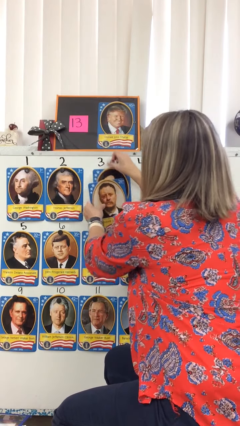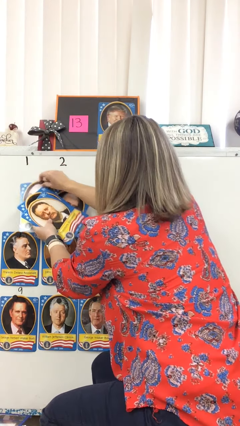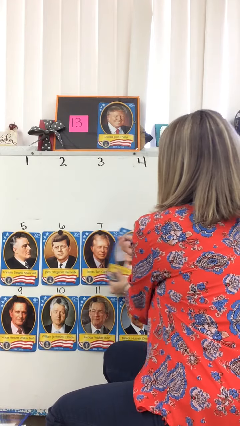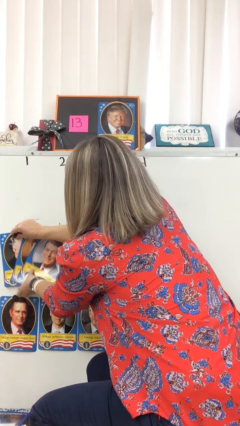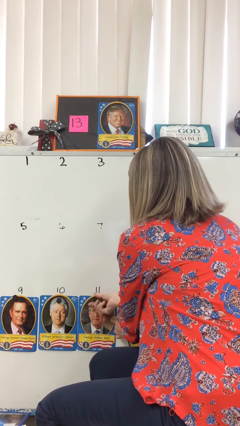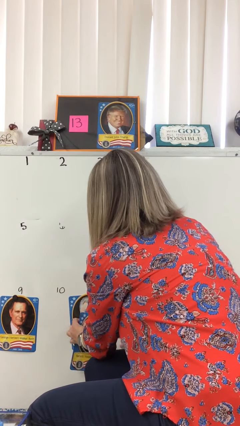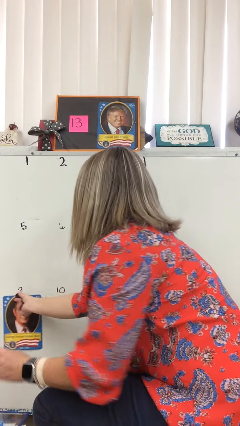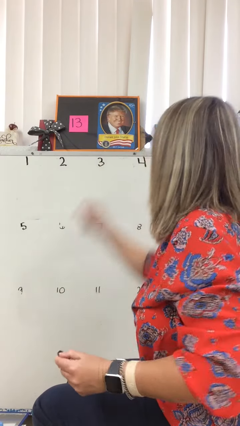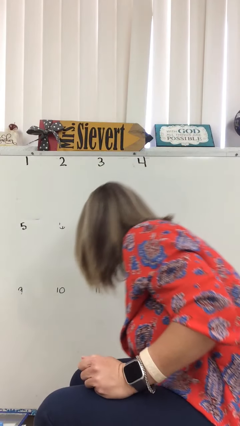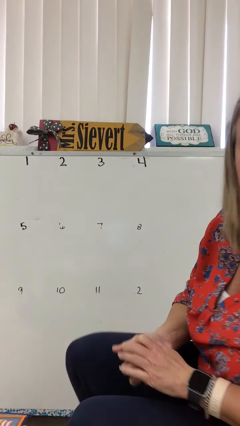So I am going to very quickly take these down. Let's see how quick I can. You guys can time me, huh? How quick can Mrs. Siebert get these down? Okay, without dropping our presidents. See, that one is sticking to the wall. Okay, there we go. Woo! Oops, dropped one. Oops, sorry about that, Donald Trump.